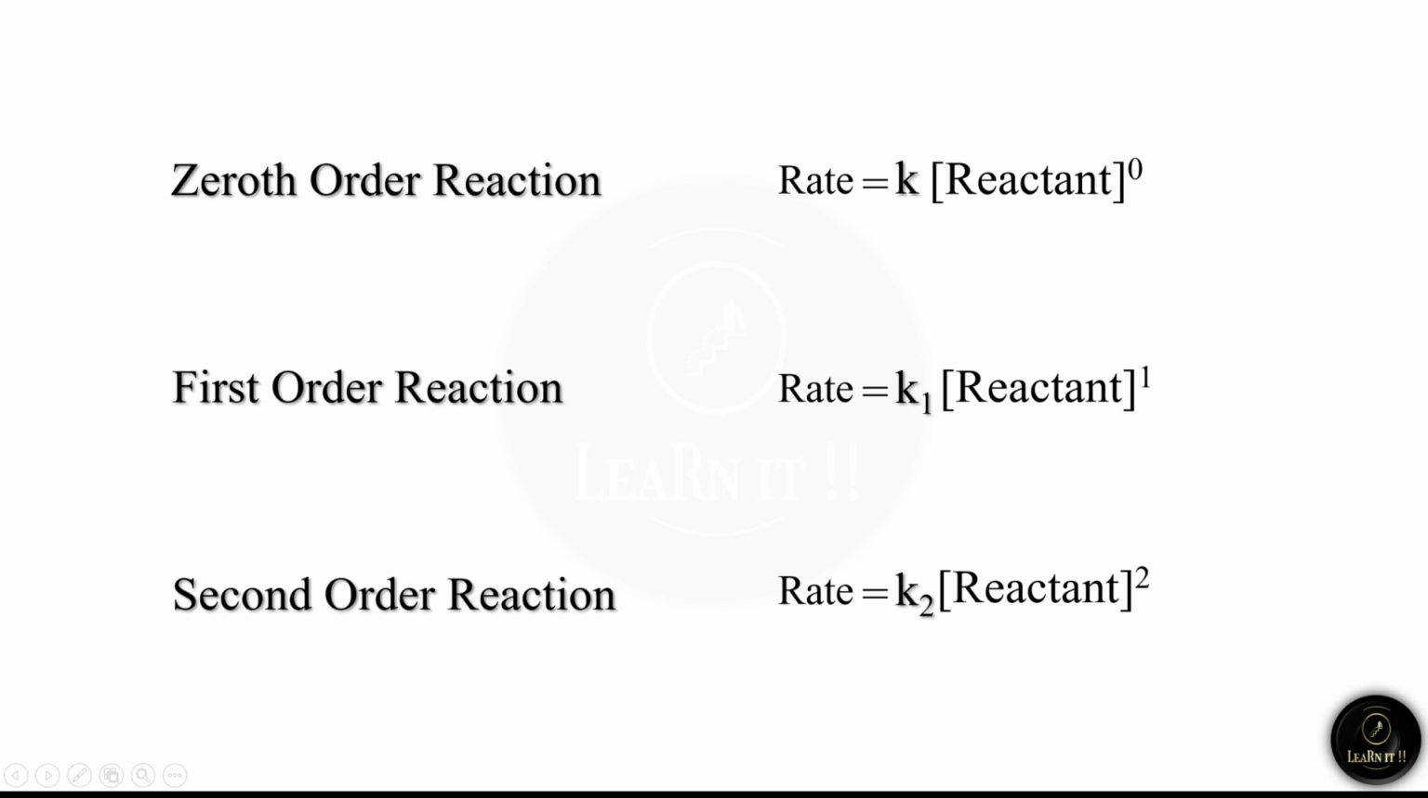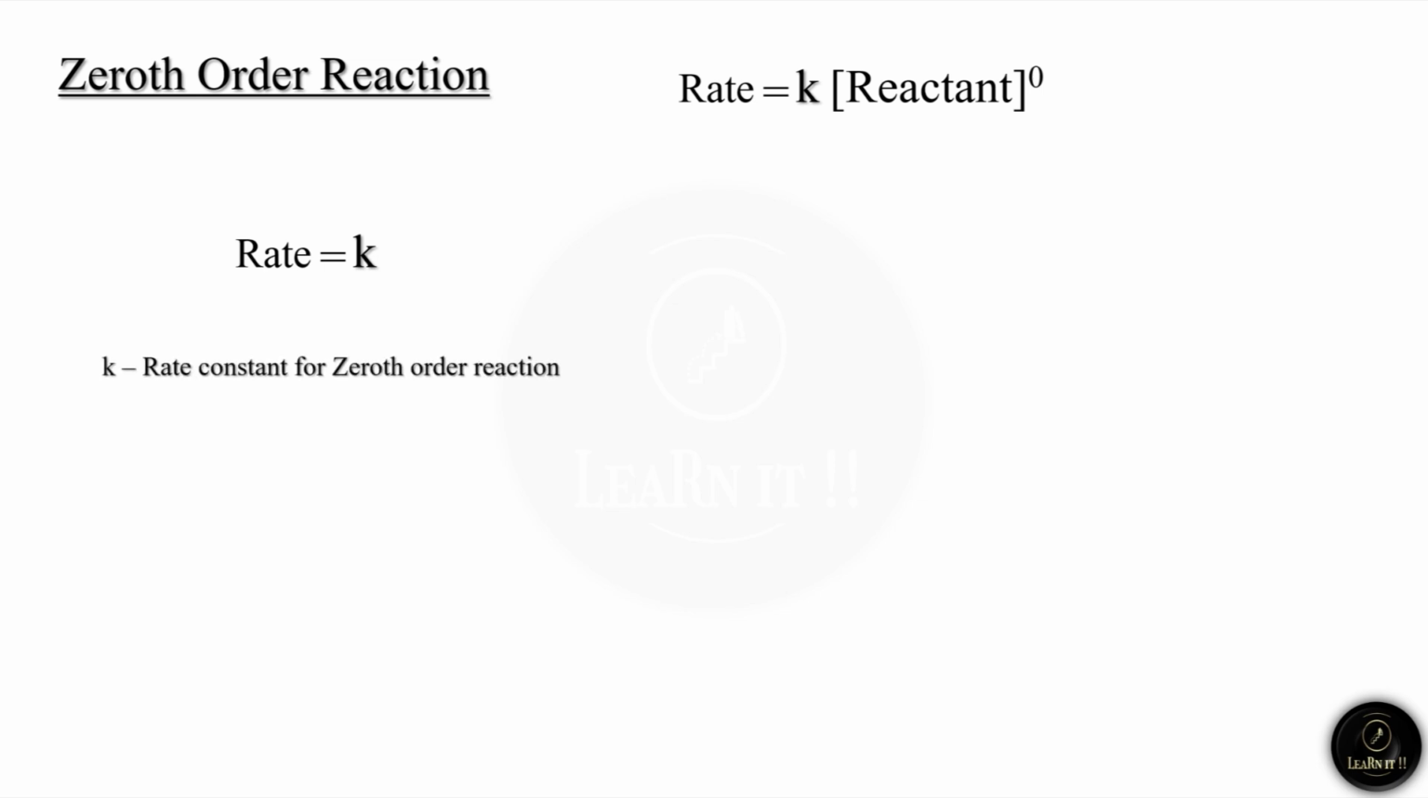So let's discuss in detail about the zeroth order reaction. So as we already know, zeroth order reaction means the rate is equal to K into concentration of reactant whose power is 0. So that's why the rate is equal to K. Here K is called the rate constant for zeroth order reaction.